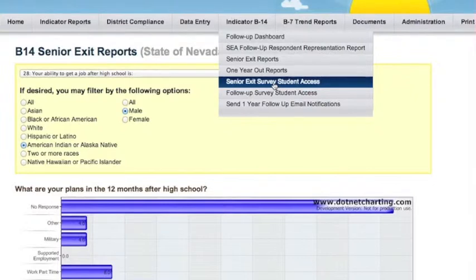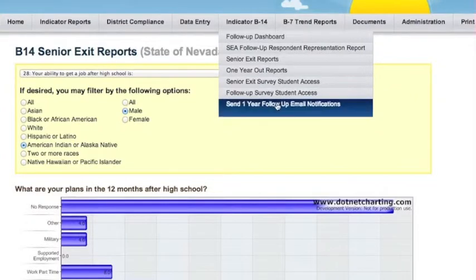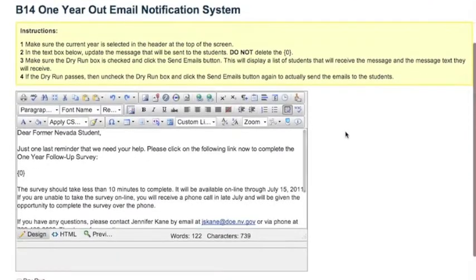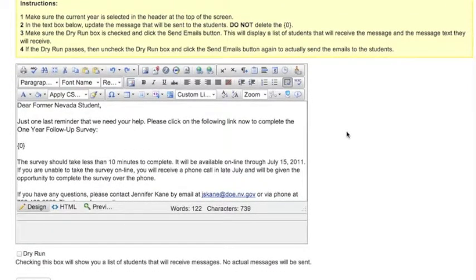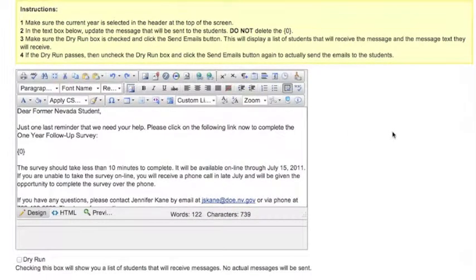So another thing that I worked on around the B14 indicator here in Nevada SEARS is how do you contact students a year out after they've graduated high school? And the protocol that we came up with was to initially capture as much contact information on the students as they could before they left high school. And one of those pieces of data was an email address, sometimes 2 or 3 email addresses.